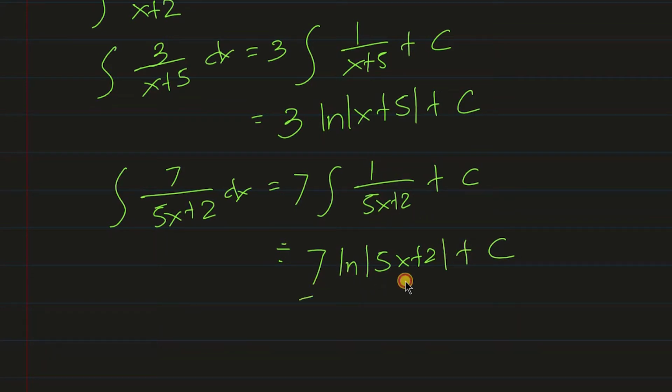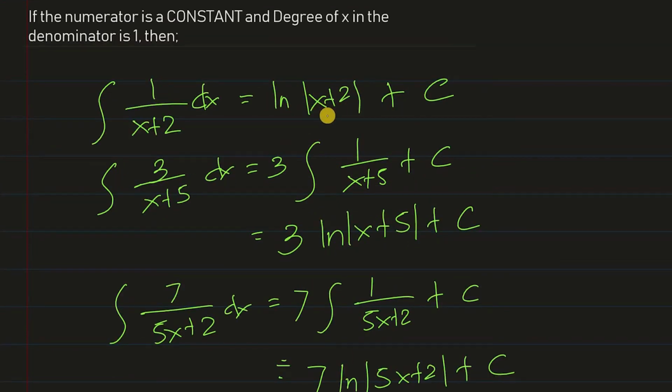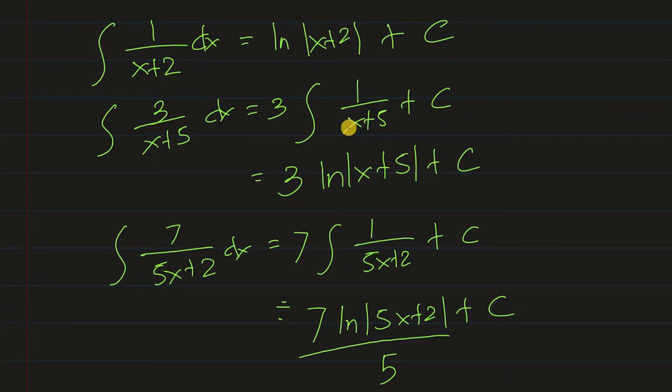Dapat sa denominator nito, meron tayong 5. Saan nanggaling yung 5 is yung derivative nitong 5x plus 2. Dito kasi sa ating first example, no, hindi na tayo naglagay dito ng denominator niya kasi ano ba yung derivative ng x plus 2? Diba 1? So, huwag na natin ilagay. Dito, ano ba yung derivative ng x plus 5? Diba 1? Kaya hindi na tayo naglagay ng over 1 dito.